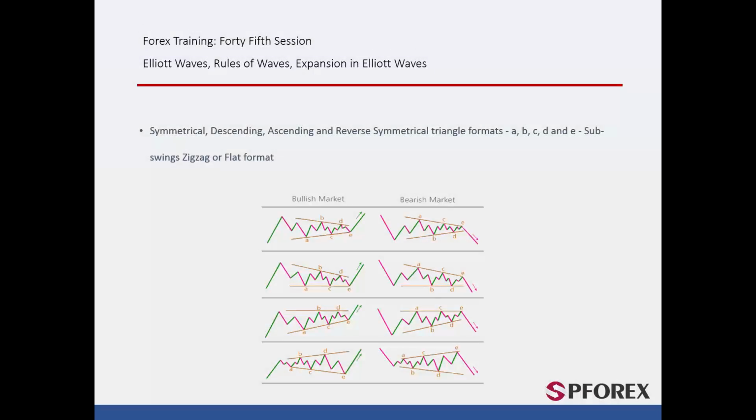Triangle patterns would be created after B or the fourth wave is formed. The triangle format may have 9 swings. Thus, the trend will form after a longer time.